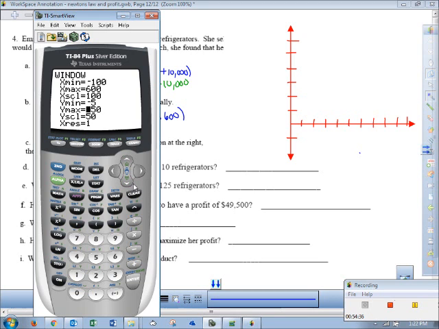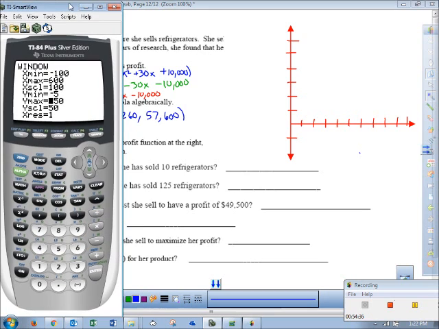Y maximum. Let's figure him out before we do the y minimum. How high do I have to get? We might as well go to 60 grand, right? We might as well go to 60,000. And I pray that you don't count by ones. What do you want to count by? 10,000. Great suggestion.